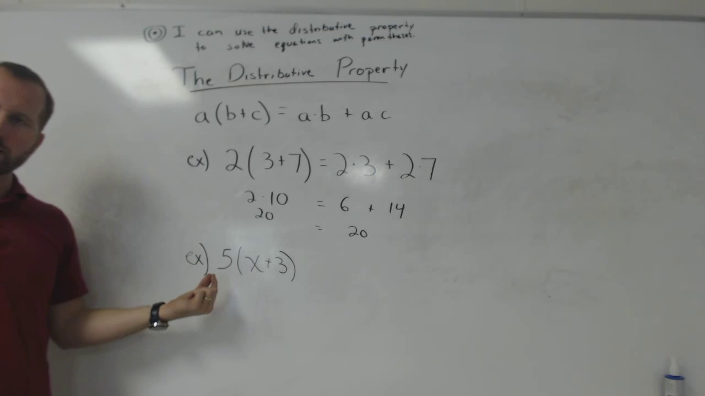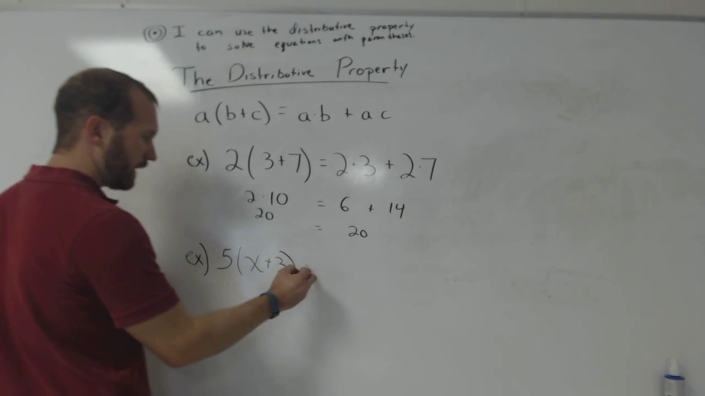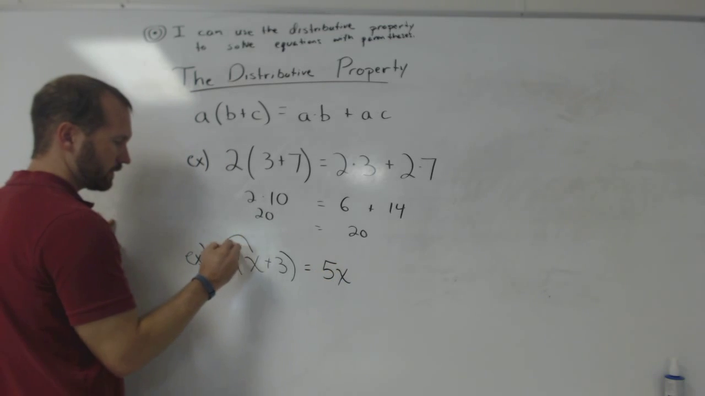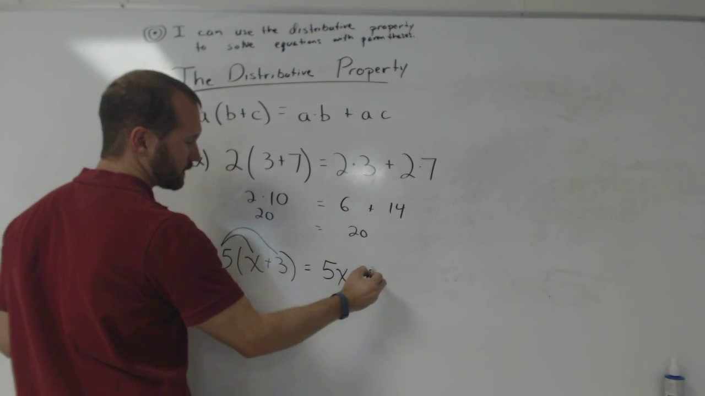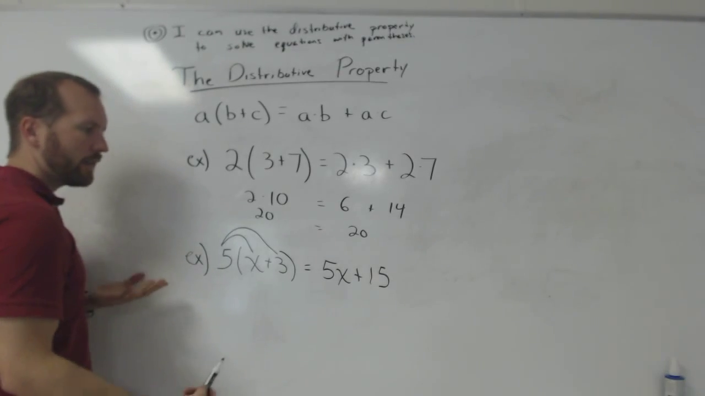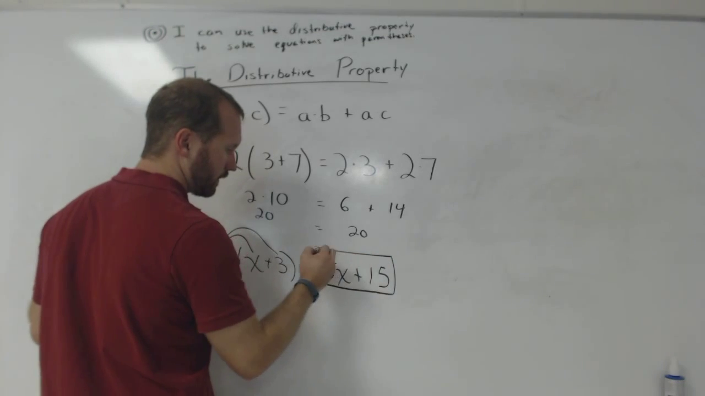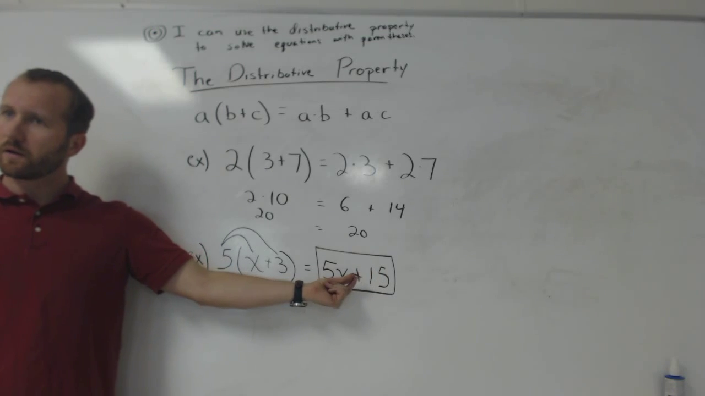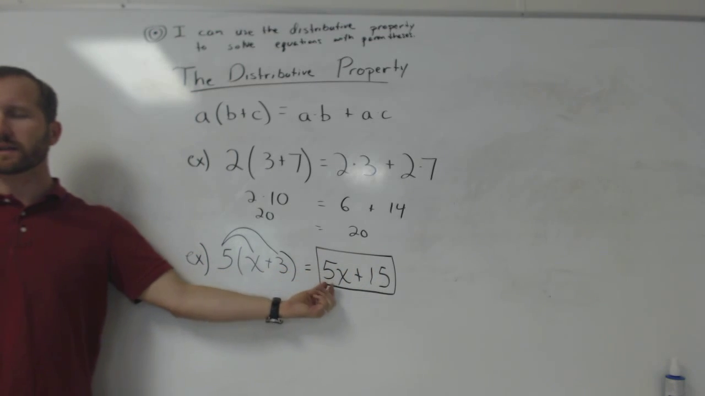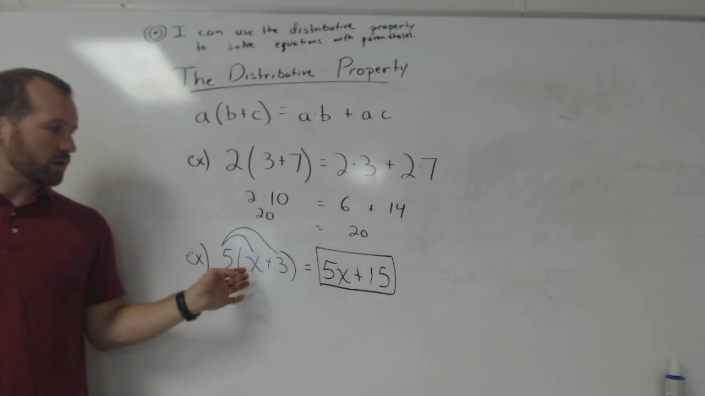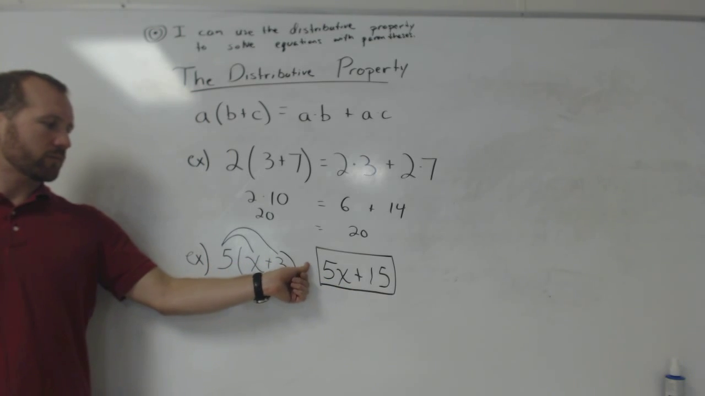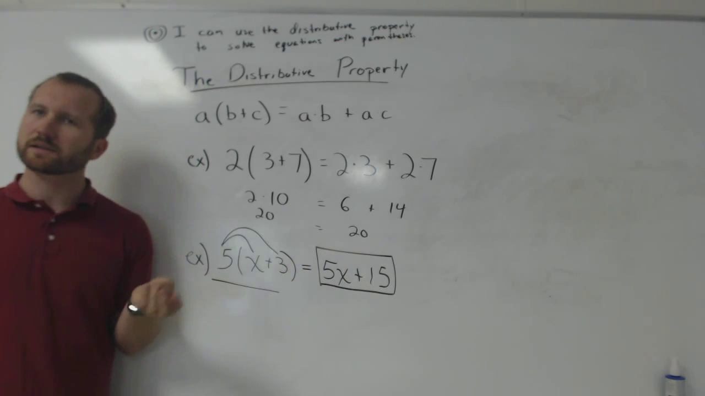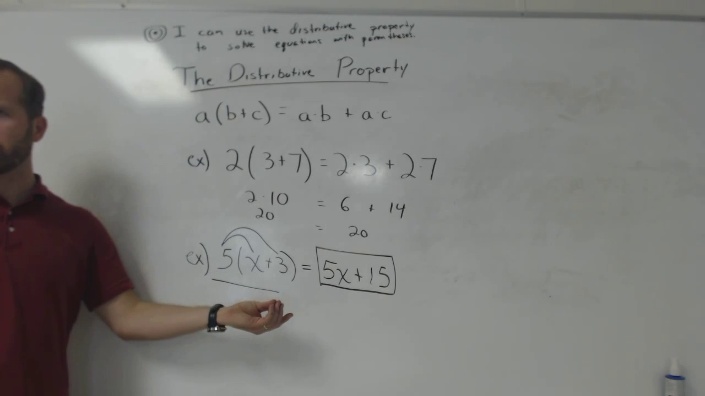So how could I simplify this? You can do 5 times x, which is 5x, and then 5 times 3, which is 15. And that's all I can do. There's nothing to divide, because I don't have two sides of an equation. In this case, all I have is called an expression, because there's no equals sign, and all I can do is say this expression equals something a little bit simpler. This is called simplifying.